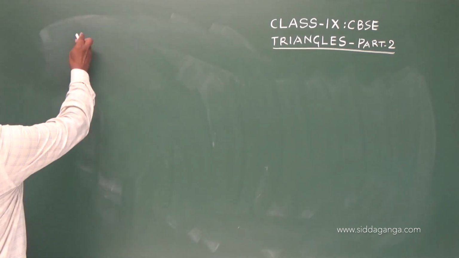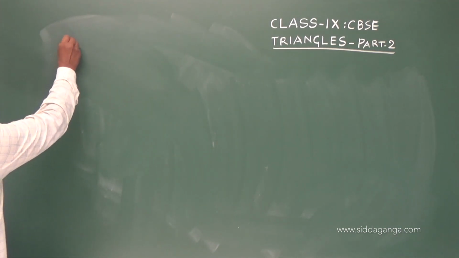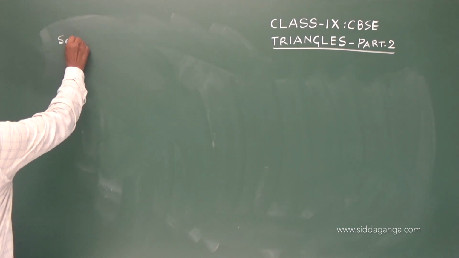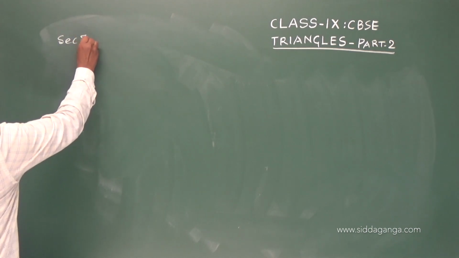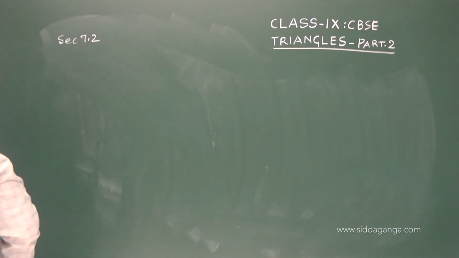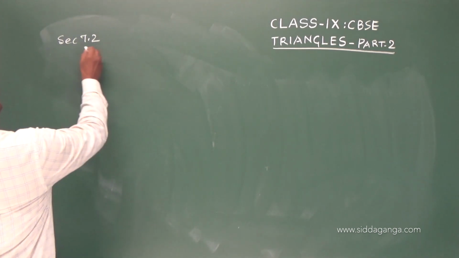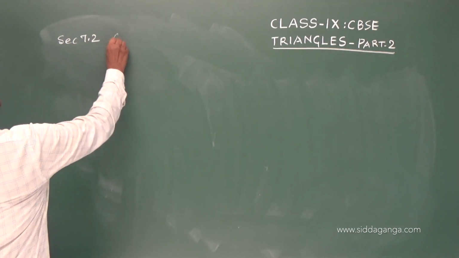Now, we are moving to the section 7.2 topic in your textbook, section 7.2, Congruence of triangles.